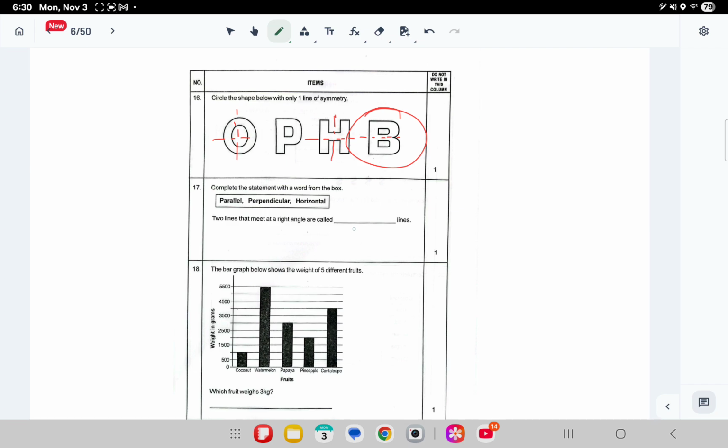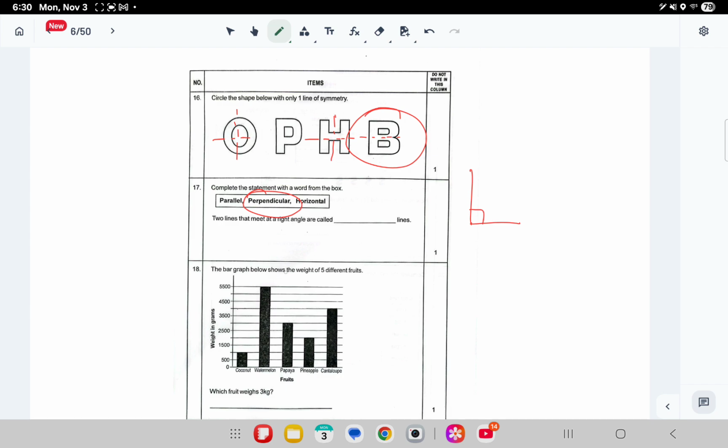Number 17. Complete the statement with a word from the box. Two lines that meet at a right angle is called a perpendicular line. Perpendicular lines meet at 90 degrees or right angles.